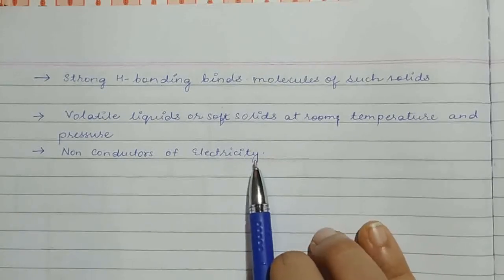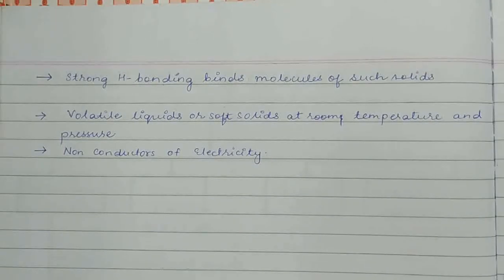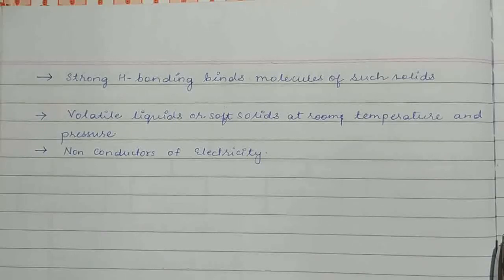What is a common point between all the forms of molecular solids? The common point is they are non-conductors of electricity. That is the only common point. Otherwise, on what basis are they differing? They are differing on the basis of their forces of attraction. The remaining three classes of crystalline solids, that is ionic, metallic and covalent or network solids, I will be discussing in the upcoming video.